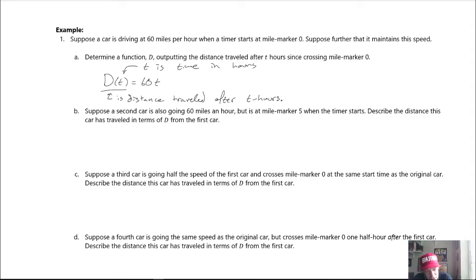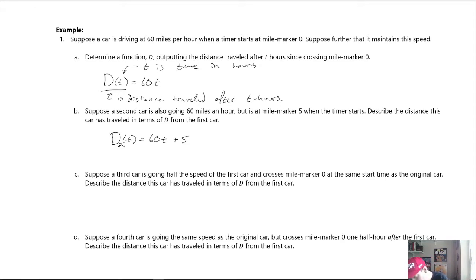We're now going to look at a new scenario. We have a second car also going 60 miles an hour. But this car is at mile marker 5 when the timer starts. So we want to describe the distance this car has traveled in terms of d from the first car. So the second car, we'll call this d2 for the second car. This second distance is also a function of t. And this is going to be the same distance as the first car, except it's 5 miles ahead. It's 60t plus 5, right?